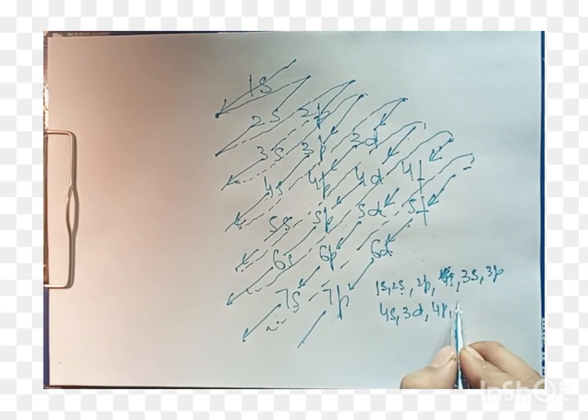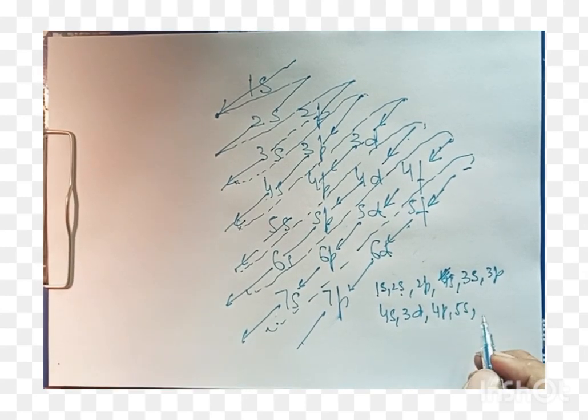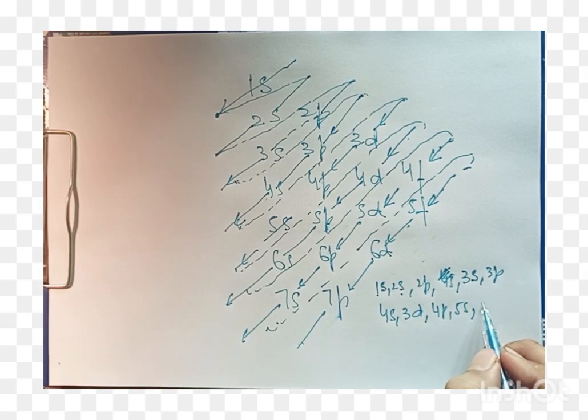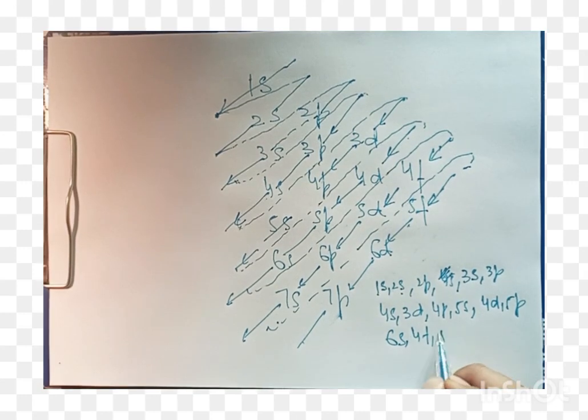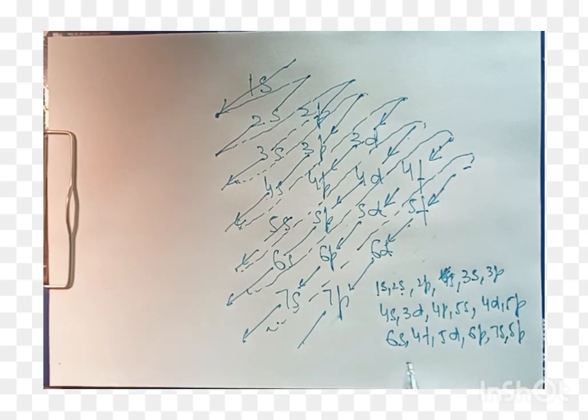Then we have 4p, 5s, 4d, 5p, 6s. Then we have 4f, 5d, 6p, and then we have 7s, and then 5p, and so on and so forth.